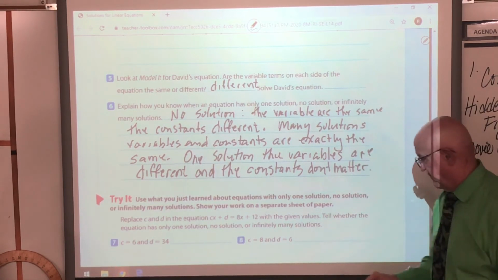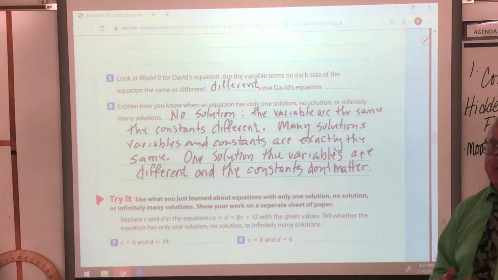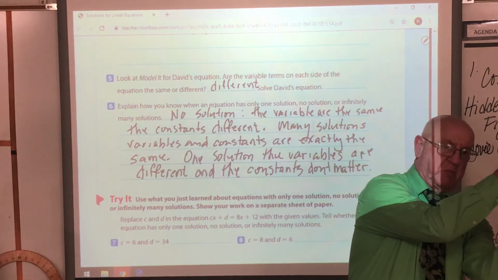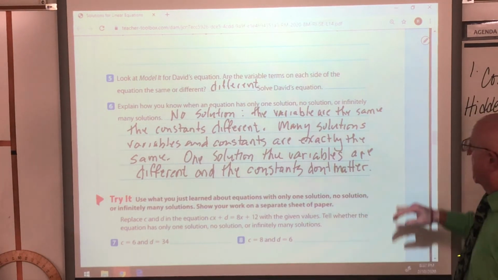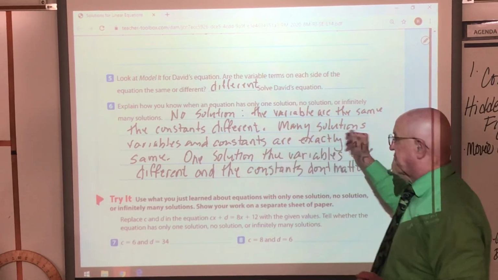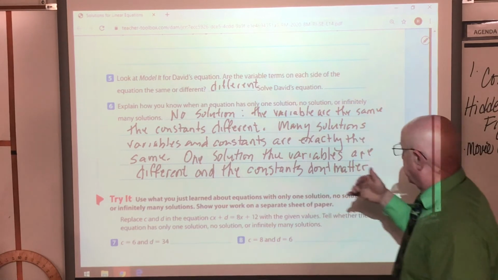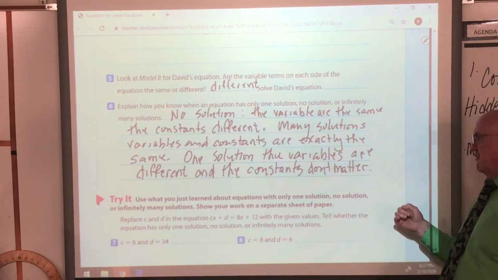All right. So let's go one more time. No solution. The variables are the same, and the constants are different. If you were drawing a line, it would look just like that. It'd be just a parallel line. Many solutions, the variables and the constants are exactly the same on both sides. In one solution, the variables are different and the constants don't matter.